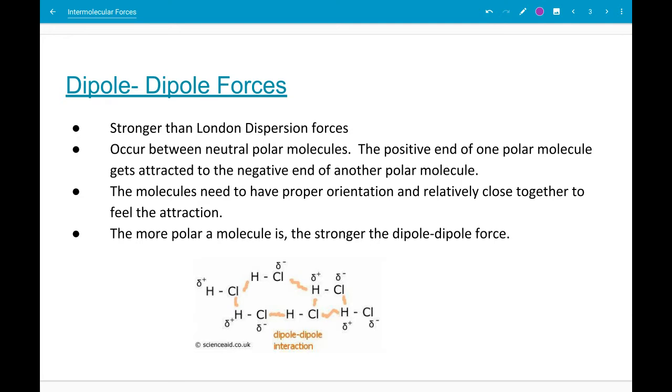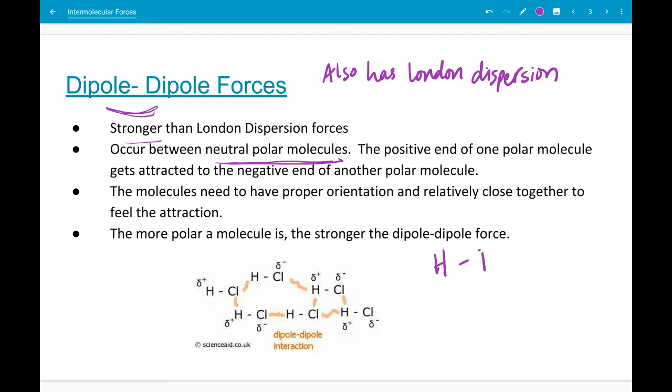Now, if we look at the next force, this one's a little bit stronger than the London dispersion force. If something has dipole-dipole, it also has the London dispersion force. Okay, so just think about if we're adding additional forces, it makes it stronger. So dipole-dipole, this link is a simulation for you to play with, and this occurs between neutral polar molecules. So the key is you're going to have two different molecules, and it has to have differing electronegativities.